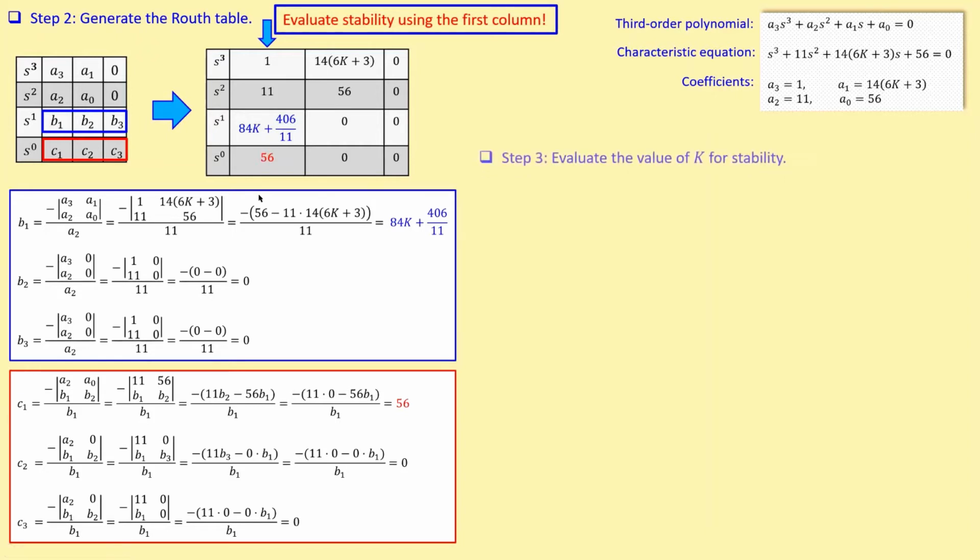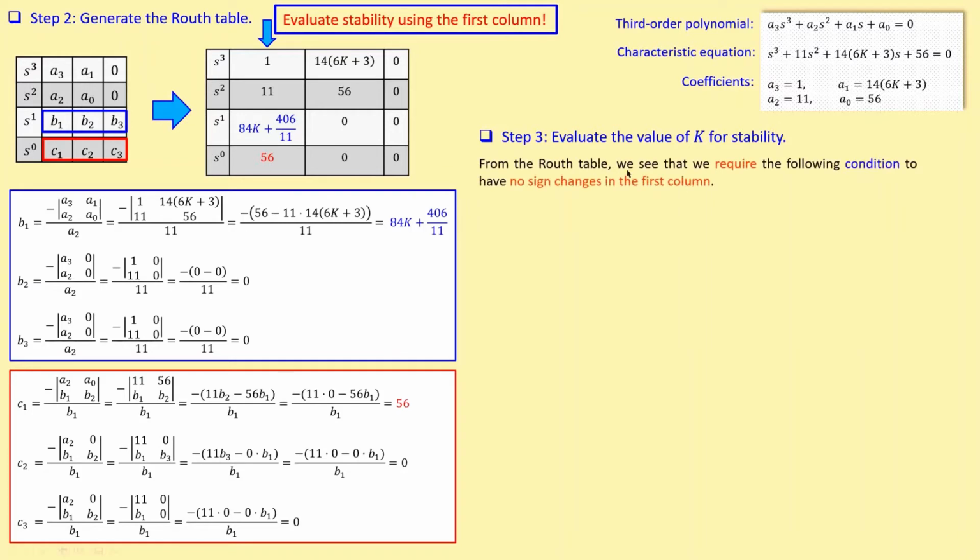So let's do that. Evaluate the value of k for stability. Now, from the Routh table, we see that we require the following condition to have no sign changes in the first column. Which condition is that? If I want no sign change in this column, this is a positive number. This is positive, so I want to keep this positive, and this is already positive, so I want to keep this positive. So this must be larger than 0. So this is the only condition here.